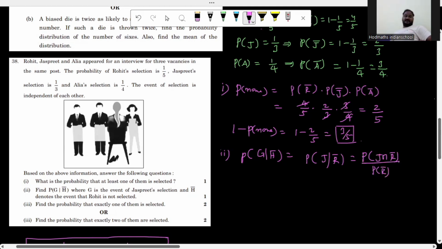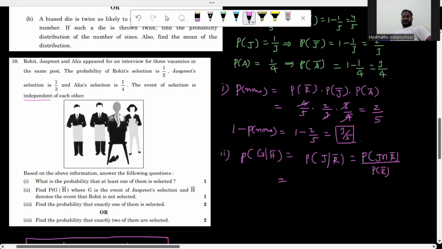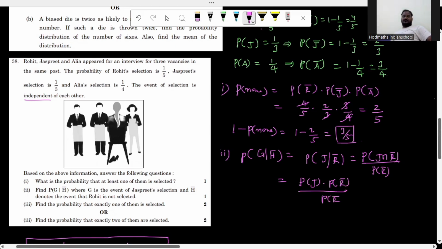But see, in the very beginning, the problem says they are independent of each other. Independent of each other is nothing but, when two events are said to be independent, P of E intersection F is equal to P of E into P of F. Similarly, if E and F are independent, E and F dash are also independent. So we can say P of J intersection R bar is going to be P of J into P of R bar divided by P of R bar.